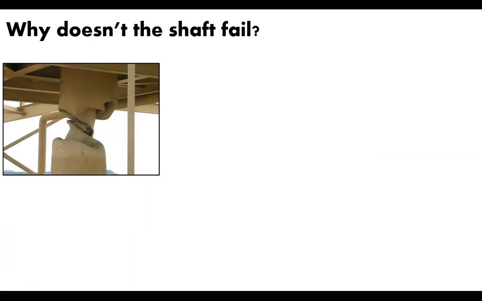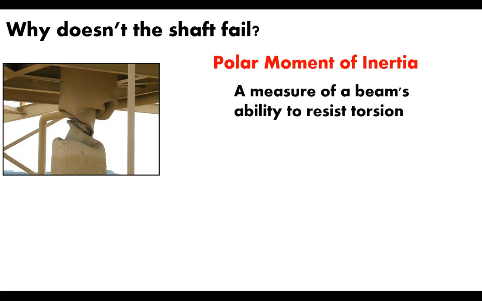So how do we keep that shaft from failing? Why aren't we seeing tons of these sorts of conditions where a shaft literally wraps around itself like a rag, having a failure underneath the car? Well, there's a few things that can be designed to take that into account. There's something called the polar moment of inertia. This is just a measure of a beam or a shaft's ability to resist torsion, so its ability to resist twisting in on itself.